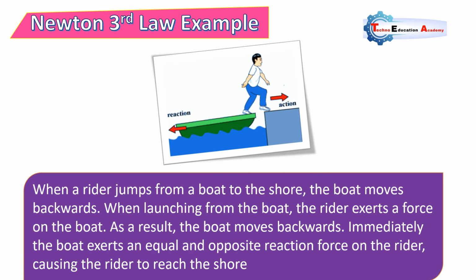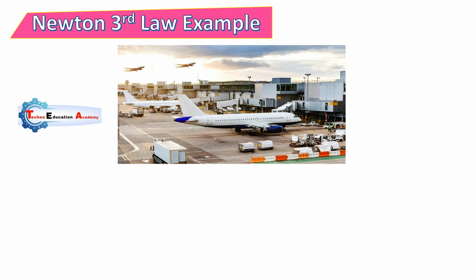Another example we will discuss: when a rider jumps from a boat to the shore, the boat moves backward. When launching from the boat, the rider exerts a force on the boat. As a result, the boat moves backward. Immediately, the boat exerts an equal and opposite reaction force on the rider, causing the rider to reach the shore. This is an example of Newton's third law.